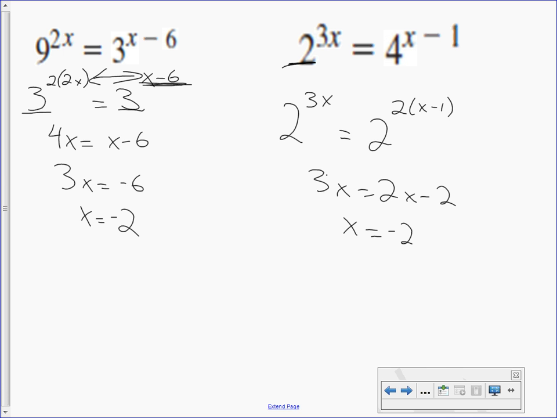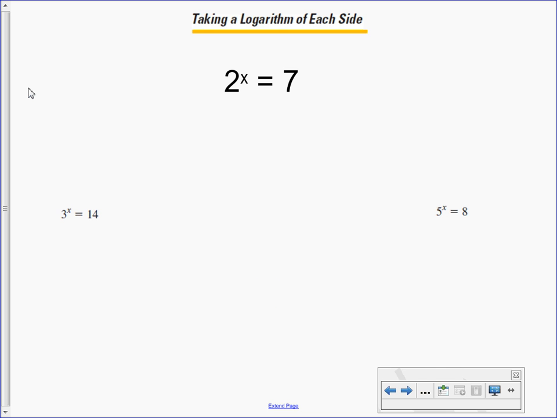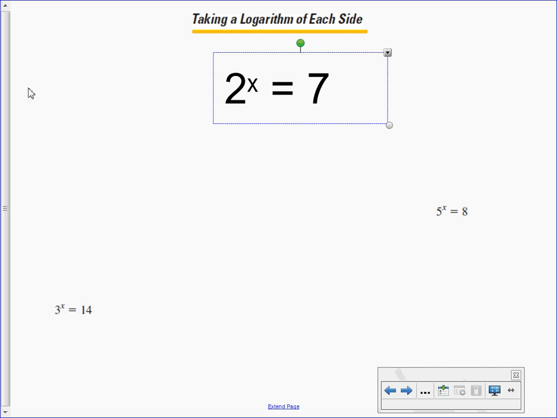All right. So like I said, it's not always super straightforward, super duper easy. Sometimes things get a little more complex, like this. So now what we wind up with is 2 to the x equals 7. Sorry, that didn't look that great when I typed it in. It's 2 to the x equals 7.